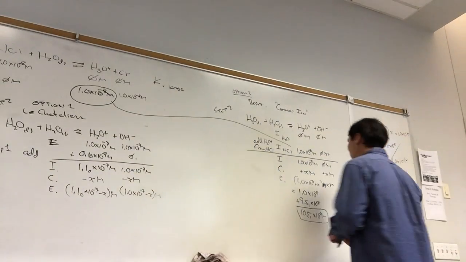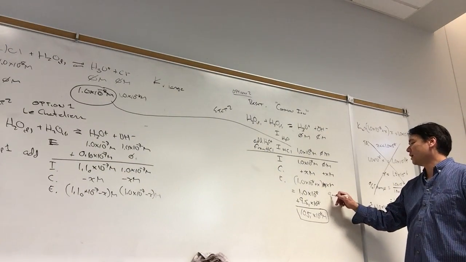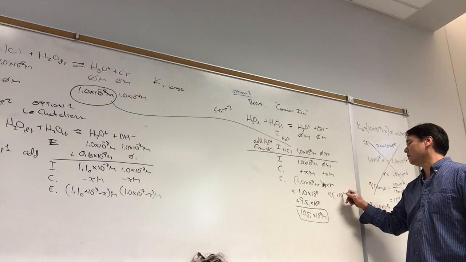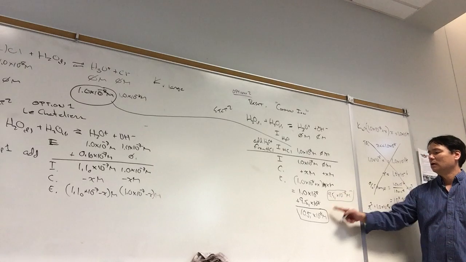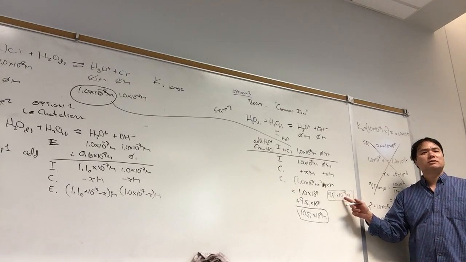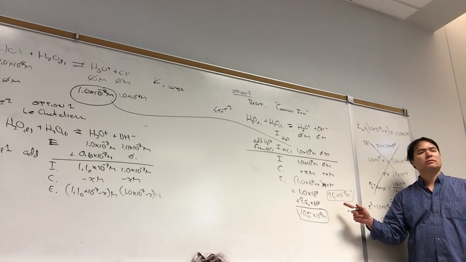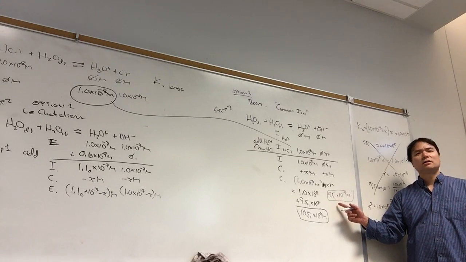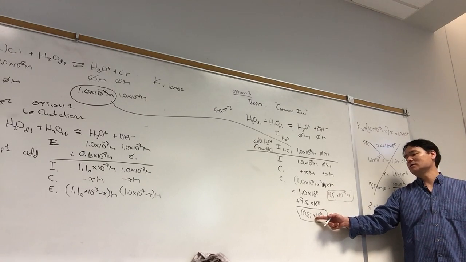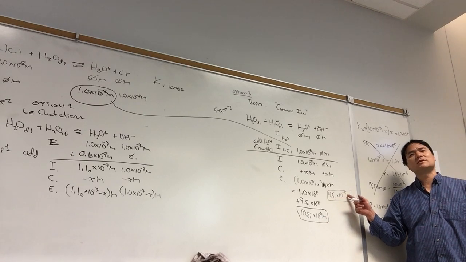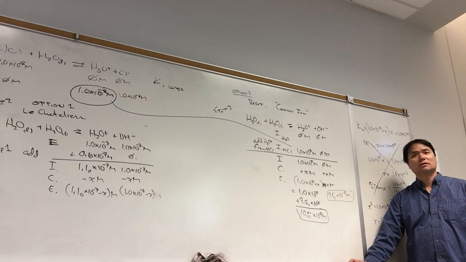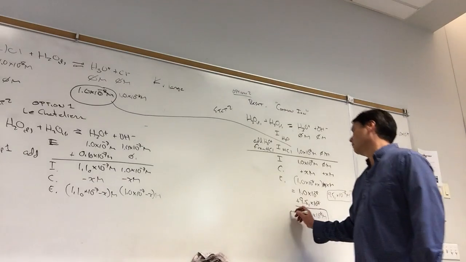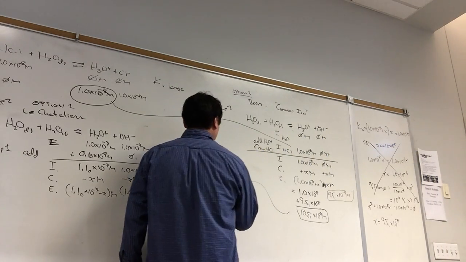How do we double check this answer? Well, the way we're going to double check it is just to make sure that these concentrations here multiply out to 1.0 times 10 to the minus 14. And so take 10.51 times 10 to the minus 8 times 9.51 times 10 to the minus 8, and hopefully that comes out to 1.0 times 10 to the minus 14. Does it? Let me double check this.